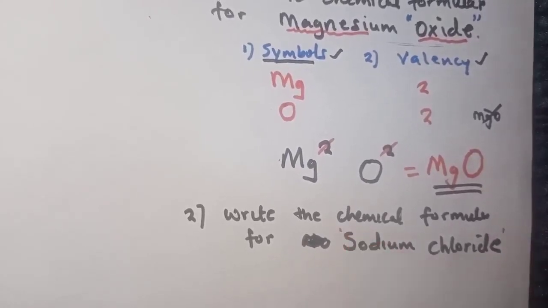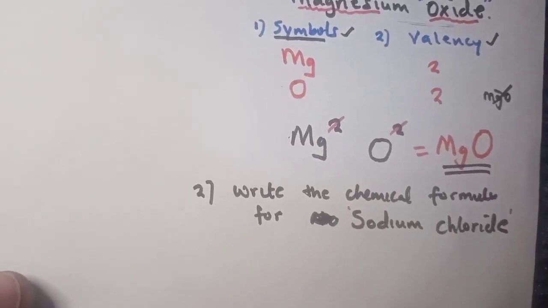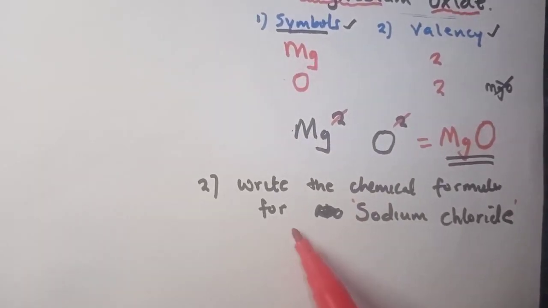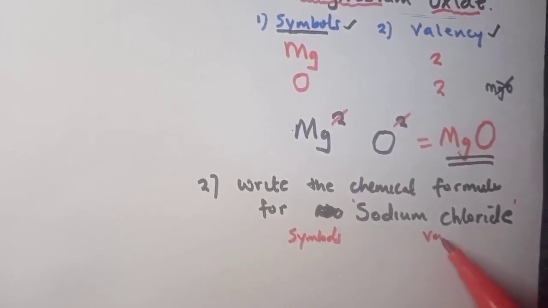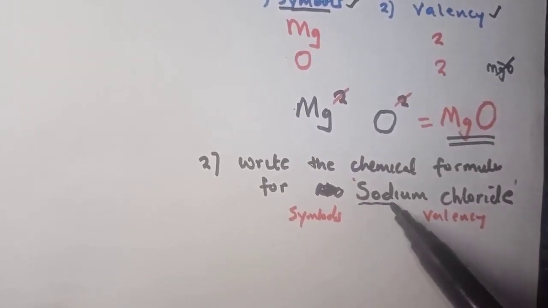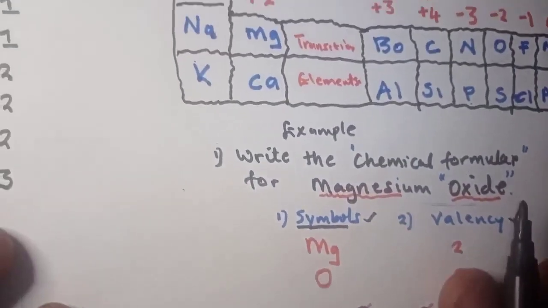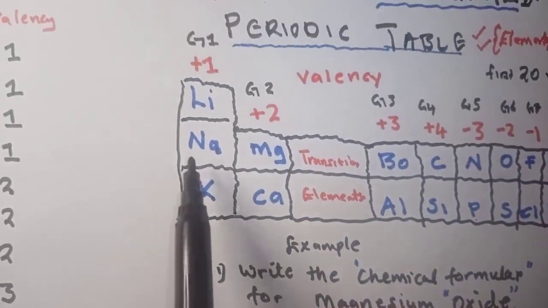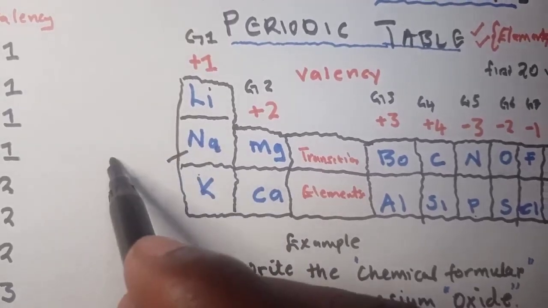Sodium chloride. So like we said, first thing to do is what? The symbols and the valency. Start with symbols and then valency. So what's the symbol for sodium? You go on your periodic table, and this is sodium.